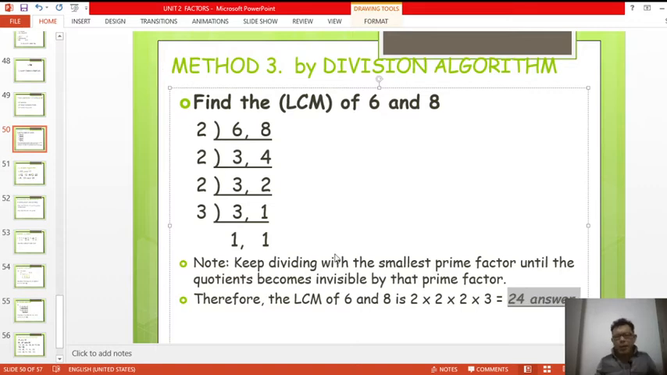Okay, you might be asking me, teacher, why do you always use 2? Because as I said, I always use the smallest prime factor, or prime number, first. Then I move on to the highest. So that is actually my technique so that I won't make mistakes. Anyhow, you can even use 3 here, but it will end up the same.